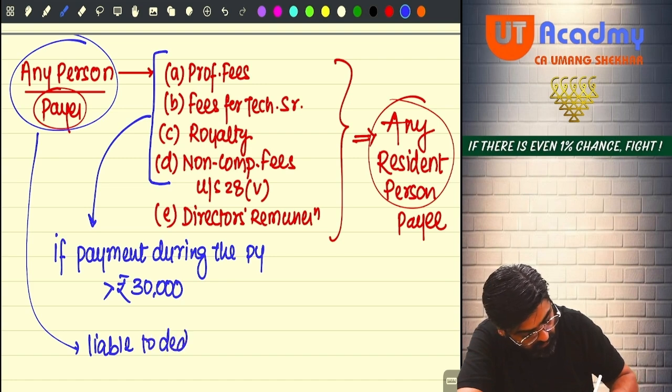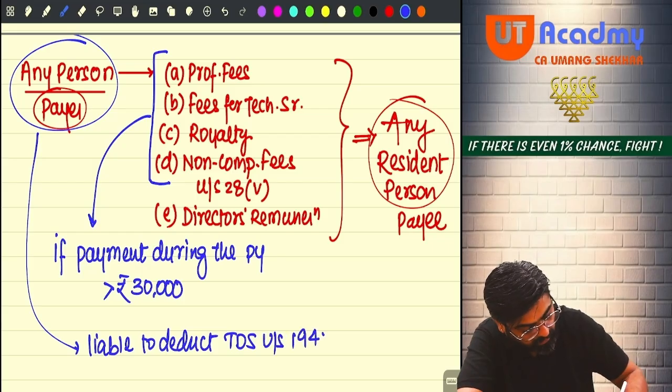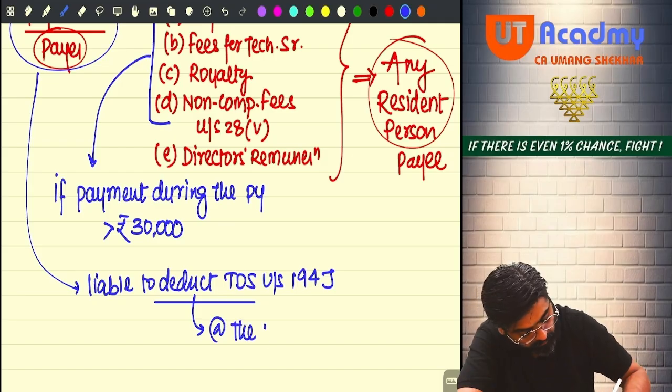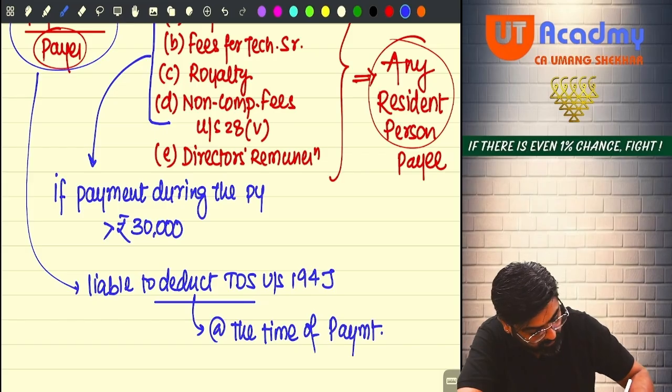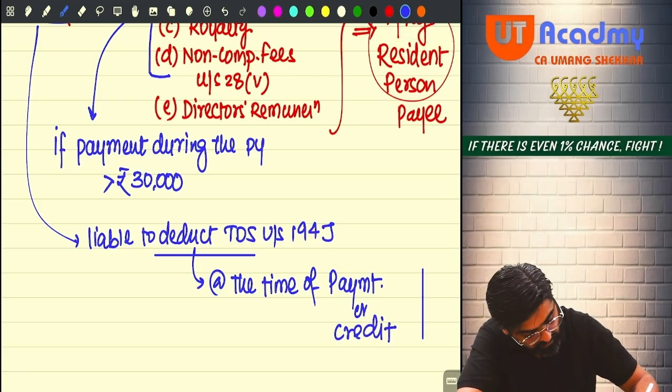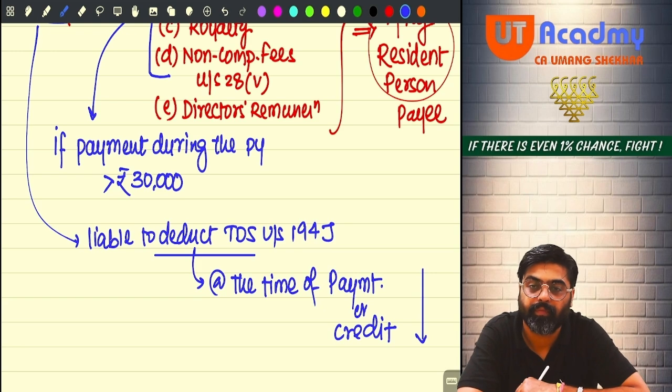Liable to deduct TDS under section 194J. And when are you supposed to deduct TDS? At the time of payment or at the time of credit of such sum, whichever happens earlier. Now this will be required to be deducted when the credit is made in my books or when I am making the actual payment, whichever happens earlier.